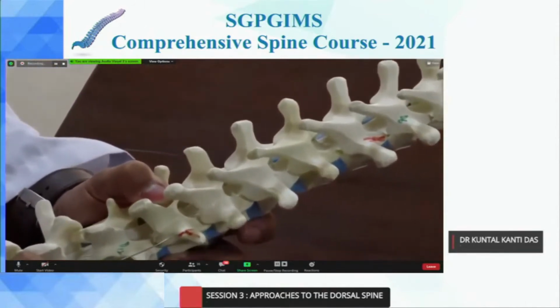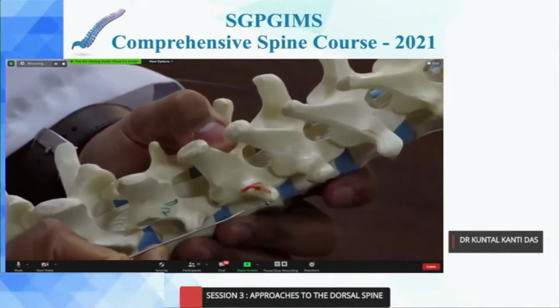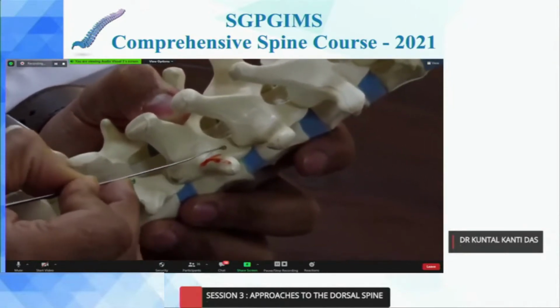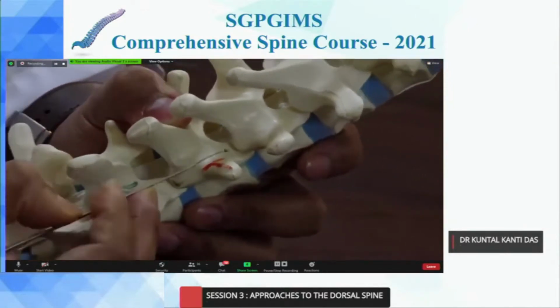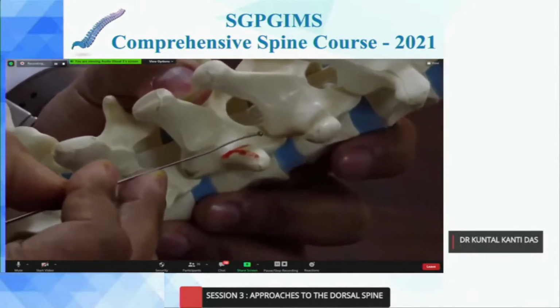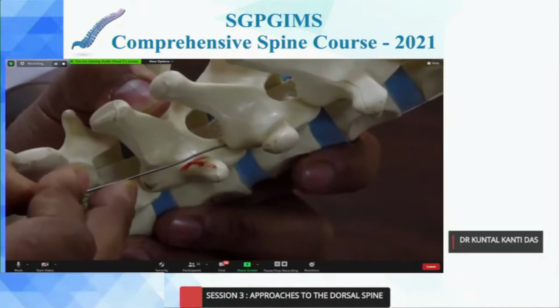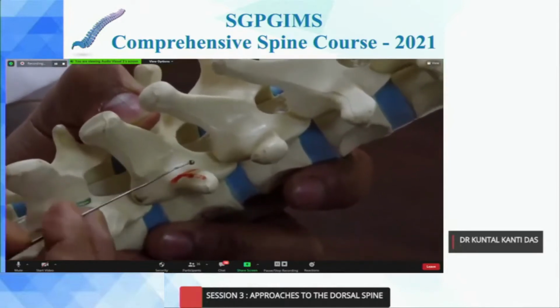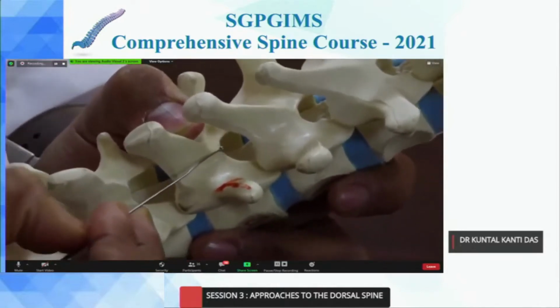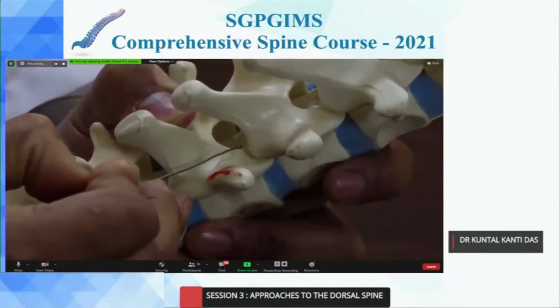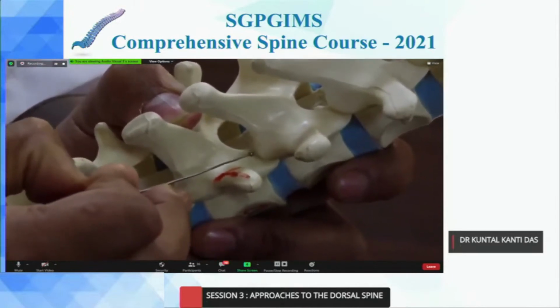This is the transverse process, which is projecting posteriorly and superiorly, and this is the facet joint. Now, first of all, you need to expose the facet joint. The facet joint exposure is slightly difficult and requires experience. The best way of doing this is you need to find out the laminospinous junction, follow the upper border of the lamina until you reach the joint.